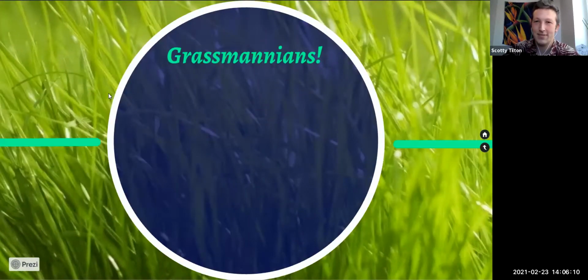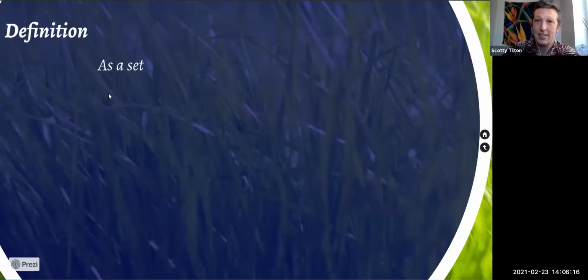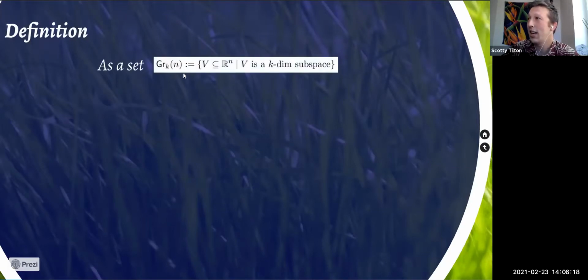So, Grassmannians. Let's first go over the definition. As a set, the Grassmannian Gr(k,n) is the set of all k-dimensional subvector spaces of R^n. That's what we're going to consider Grassmannians today. I know that they sometimes have a more general form, but today we're just considering real Grassmannians.